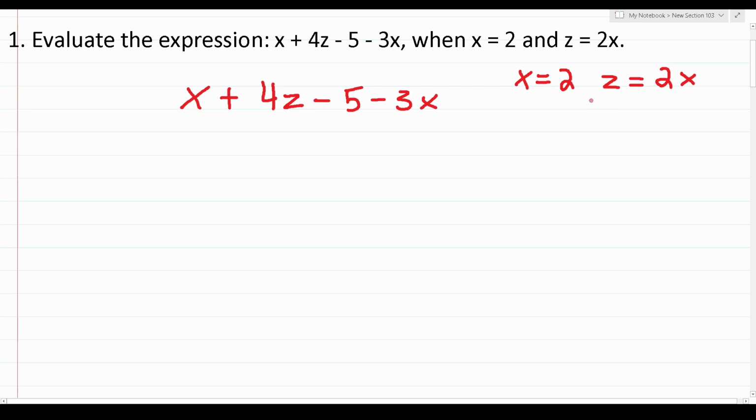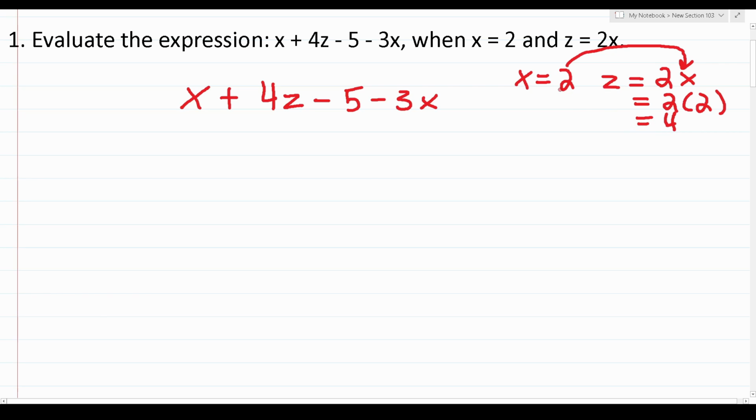All right, normally you would plug in 2 for x, and then usually you would have a whole value for z that you can then plug in as well. But in this case, we were told that z is 2x. So the first thing I want to do in this case is try to write z as a whole value. And how am I going to do that? Well, z is 2x, and we know x is 2. So we can take this 2 and plug it in for x. So this becomes 2 times 2, and we should know that 2 times 2 is 4. So as a whole value, z is 4.